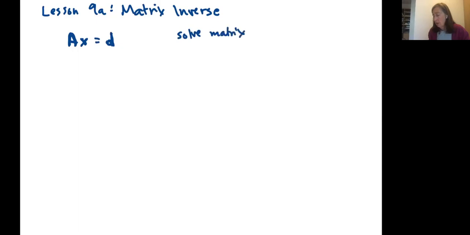When we're doing this, the idea is usually to solve the matrix equation for the values of x that make the system true, that make each of those equations true. So let's think about how we do that when we just have numbers, when we have the scalar equivalent.